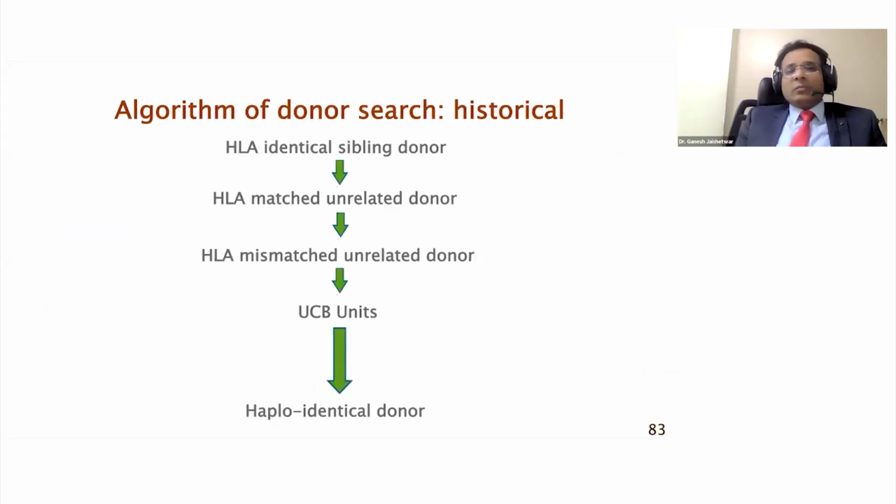So this was the previous algorithm. The HLA identical sibling donor was the first preference. If not, then a fully HLA matched international unrelated donor. And if that is also not available, then we used to search for either cord blood or a single antigen or permissible mismatch unrelated donor, and the haplo was last in the donor search algorithm.